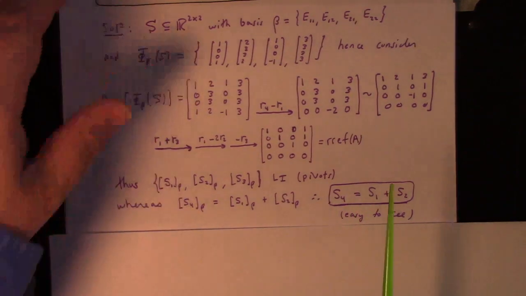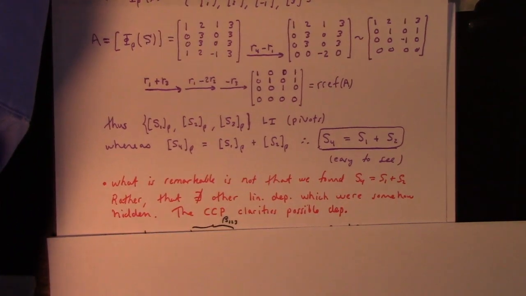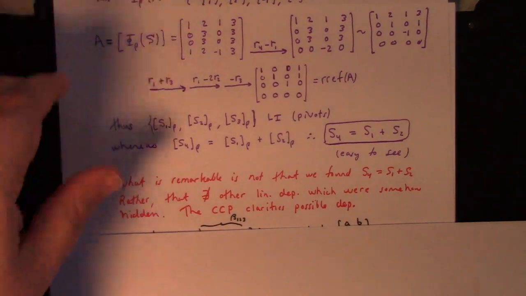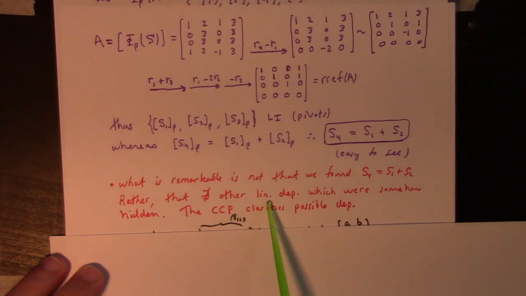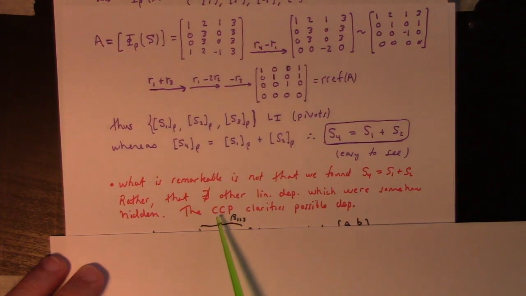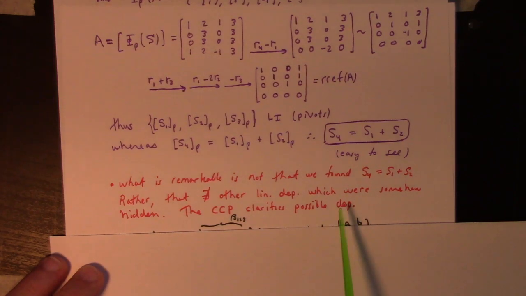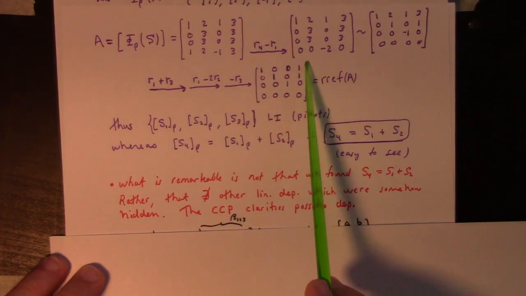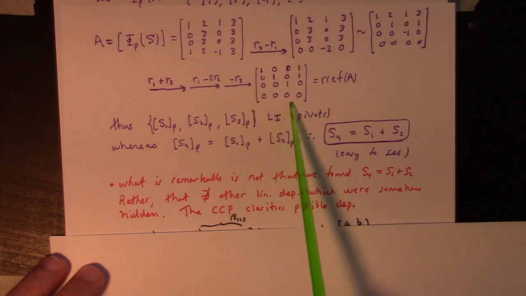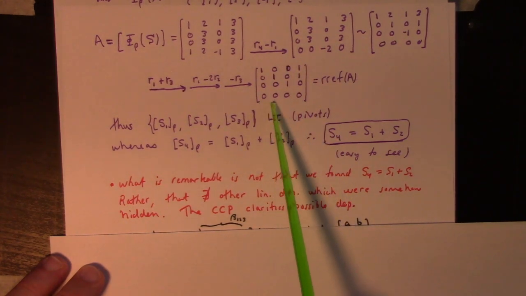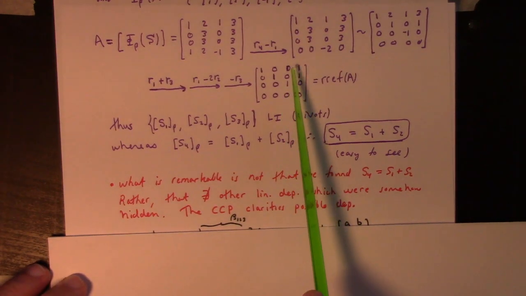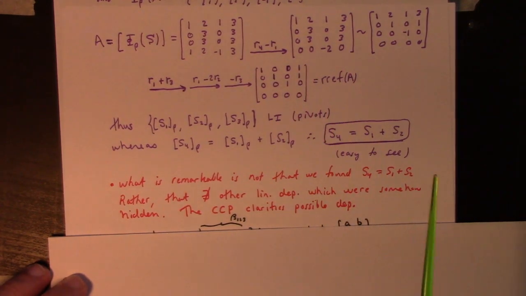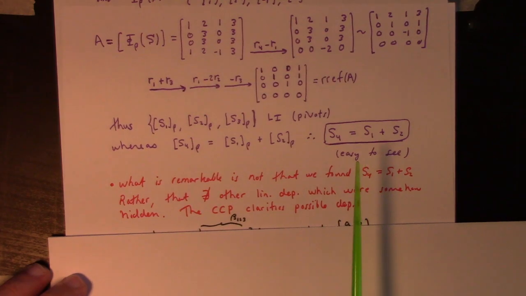But what is perhaps remarkable is not that we have found S4 is S1 plus S2, but that there does not exist another linear dependence which was somehow hidden, right? The CCP, the column correspondence property, clarifies possible dependence because once we get to reduced row echelon form, then any linear dependence, we're just going to be able to look at the matrix and see it, right? We shouldn't miss anything once we get to this point. And so that's reassuring, right?